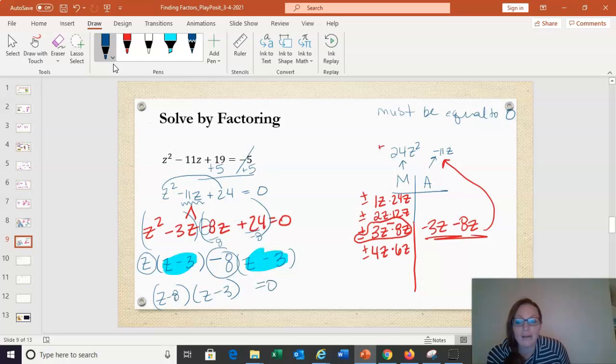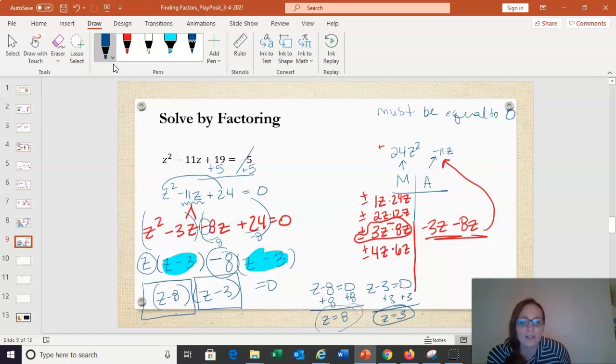Now here comes that zero property of multiplication. You just set each of those equal to 0. z minus 8 and z minus 3. So these are known as factors, right? Because two things multiplied together to give you something are factors, whatever it is. So these are the factors, but let's find the solutions. So we would add 8 to both sides. So z is 8 and z is 3.